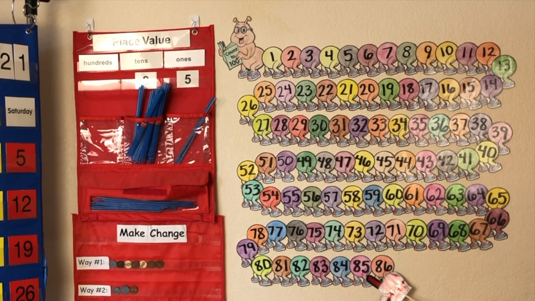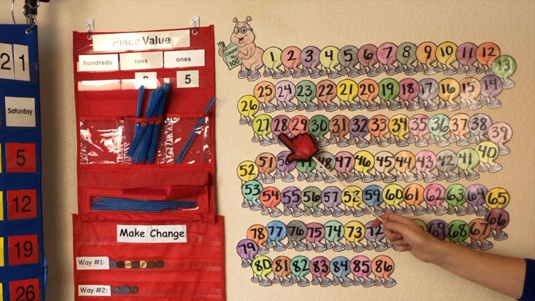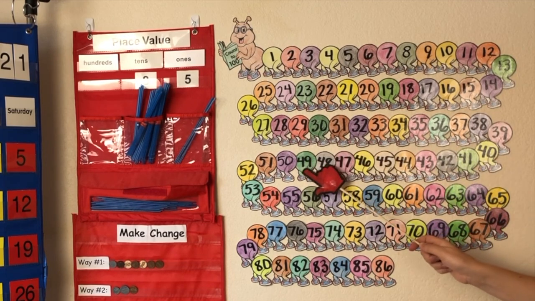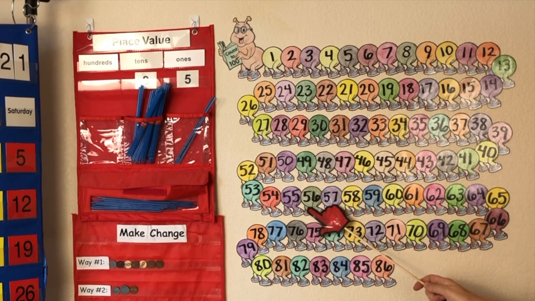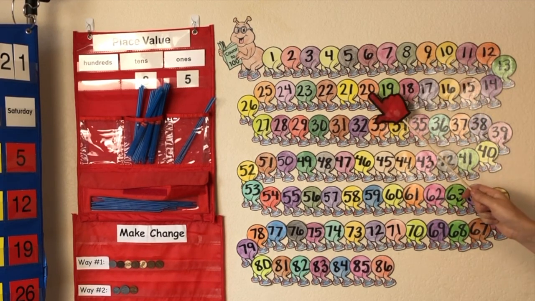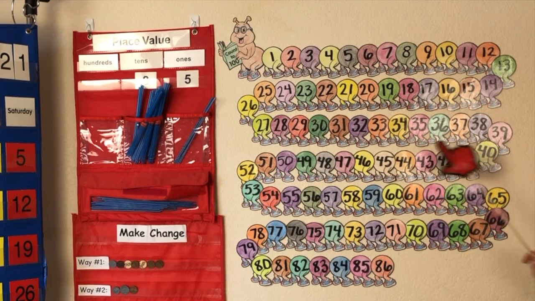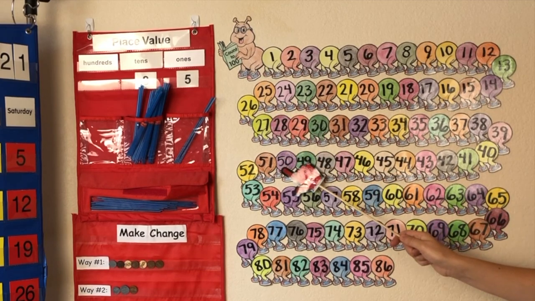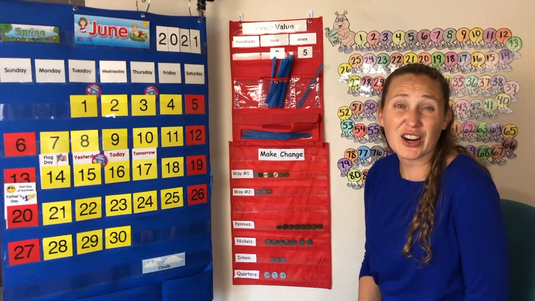Let's count by sevens. 7, 14, 21, 28, 35, 42, 49, 56, 63, 70, 77, 84. Let's count by tens. 10, 20, 30, 40, 50, 60, 70, 80. Let's count by 25s. 25, 50, 75. Are you ready to add another straw?